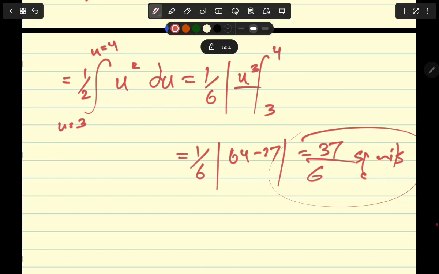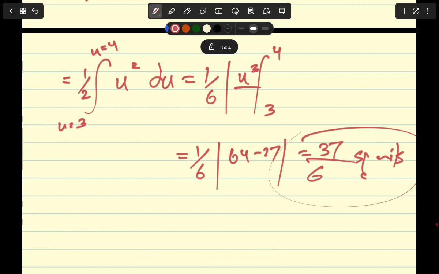Both methods are correct, but never mix them. Once you change the limits to u values, the entire working must remain in u. Do not substitute x limits into an expression involving u. Rewind it, listen to it again. If you are not doing it, I will again repeat it for you. Do not mix the two methods. Both are correct in their individuality. You can adopt either of them.